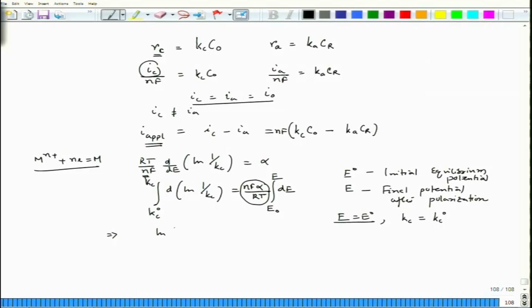Then I would get ln (K C 0 by K C) equal to nF alpha divided by RT times (E minus E 0). Similarly, I can have this relation for the oxidative symmetry factor.